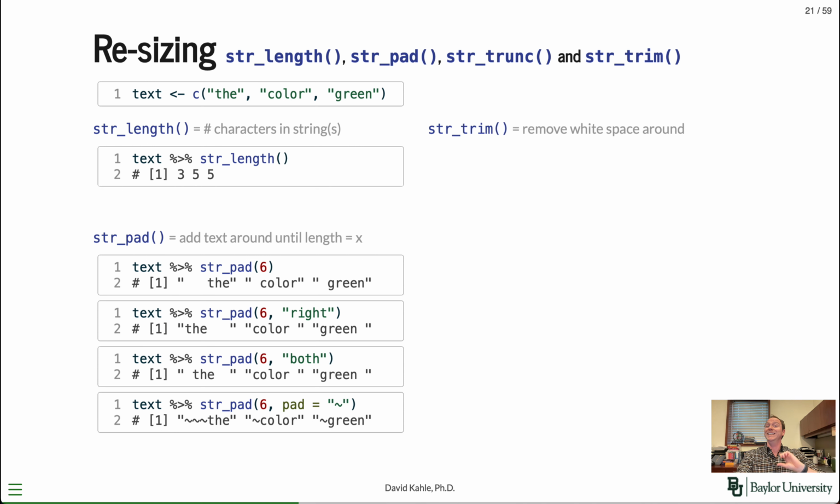str_trim is going to do the exact opposite. If there's white space on the sides, it's going to cut it off. So here's some text. str_trim is just going to lop off the so-called white space, however much white space there is, whether that's spaces, tabs, or new lines.